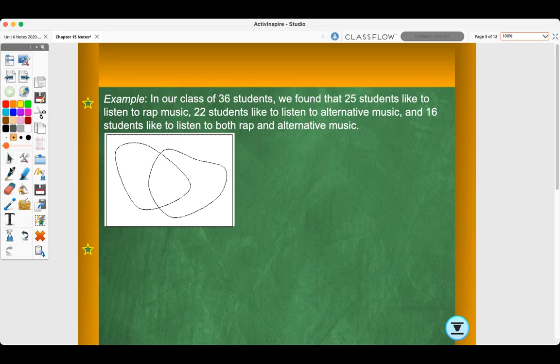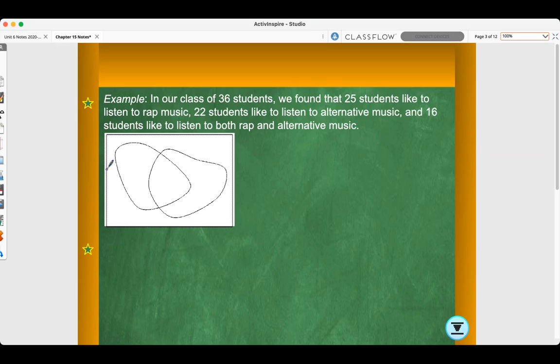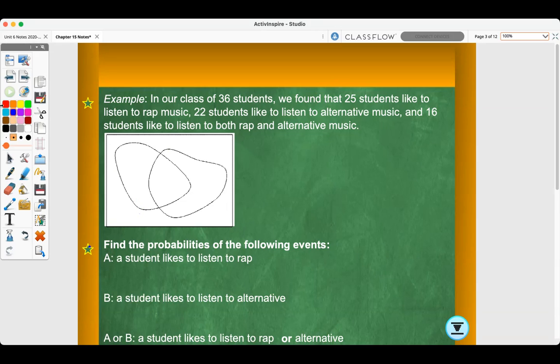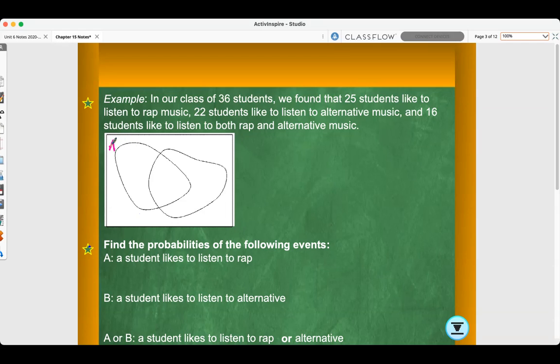Example, in our class of 36 students, we found that 25 students like to listen to rap music, 22 students like to listen to alternative music, and 16 students like to listen to both rap and alternative. So what we need to do here, because we want to find the probability of these events, it's best if we draw a Venn diagram. So first we need to state what everything's going to be. So I'm going to have section A and section B for the probability of A and B. A is going to be rap. B is going to be alternative.